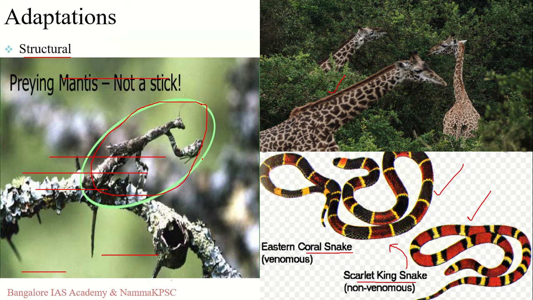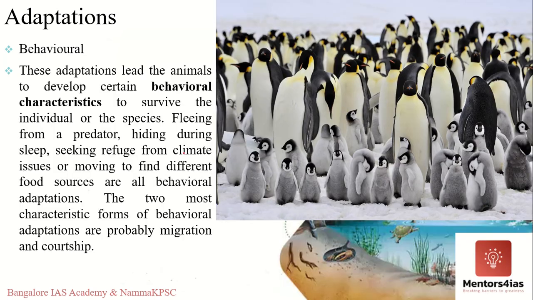So these are all examples of structural adaptations or morphological adaptations. Next, this is the third type of adaptation, that is behavioral adaptation. Now, behavioral adaptation refers to the responses made by an organism that helps it to survive or reproduce.